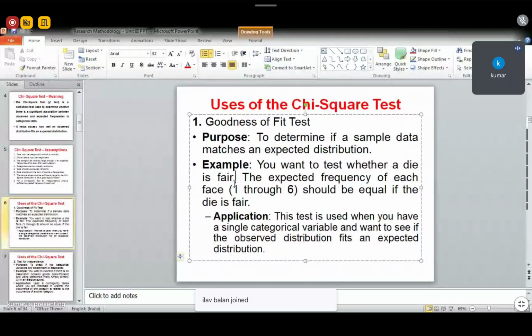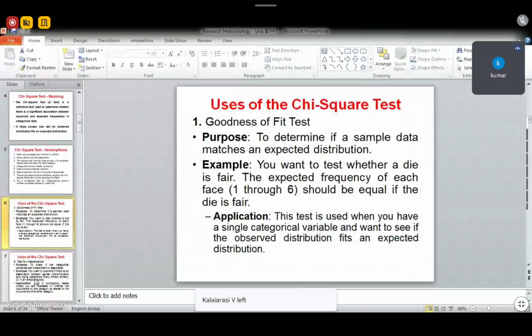This test is used when you have a single categorical variable and want to see if the observed distribution fits an expected distribution. So, whenever you have only one particular variable, there is nothing to compare it with. In that case, you can use this test and see whether the observed distribution fits the expected distribution or not. This is one of the uses of the chi-square test.